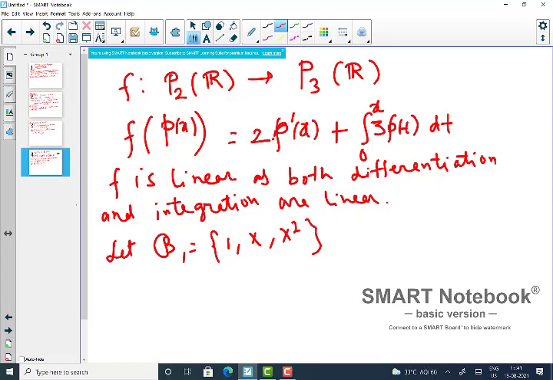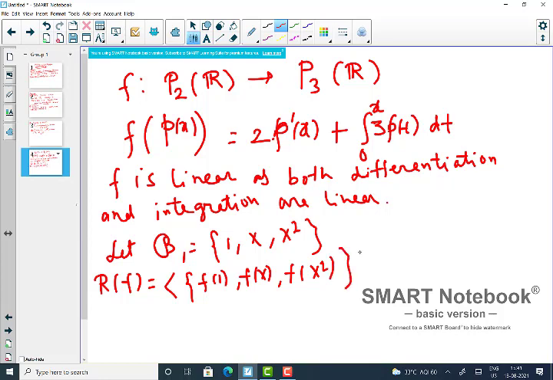So how does the range look then? The range of F will be the span of F of 1, F of x, F of x squared, right? Because every element of P2 is a combination of 1, x and x squared. So if you know the images, they will span the whole range. Now how does it look?